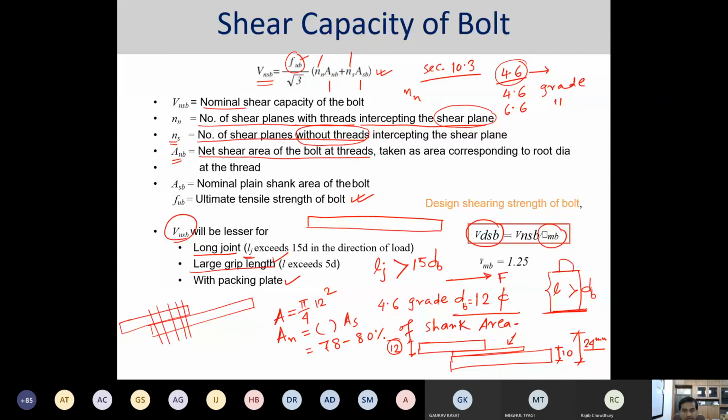When we discuss this, how much less would be provided for the design shear capacity or nominal shear capacity of the bolt due to this packing plate, we'll come back again and I'll show you how much it is and how there are many different ways that it can be placed.